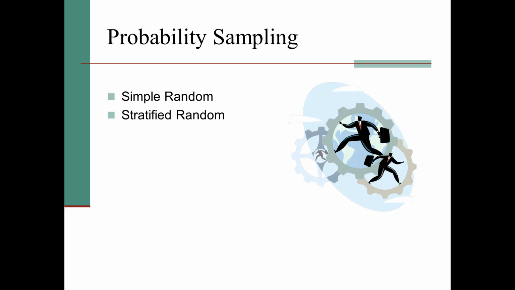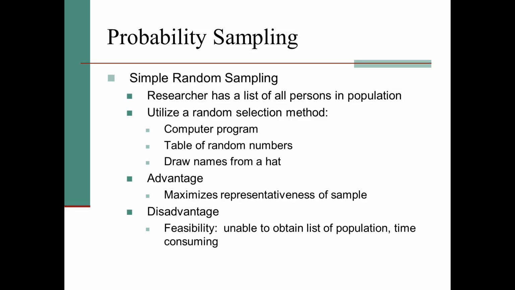In terms of probability sampling, the random sampling, there are two different types. You hear simple random and stratified random. Simple random means the researcher might have a list of all the people in a population. You utilize a random selection method, maybe ask the computer to pull names out randomly. There's a table of random numbers. You can go on the internet and find that, or just really random, draw names from a hat. Not very scientific, but it still works. It's still considered a simple random.